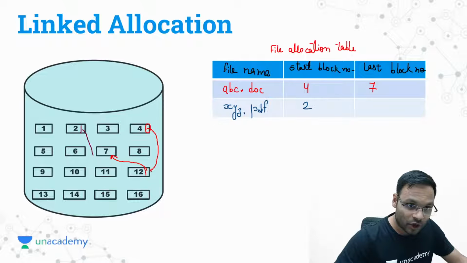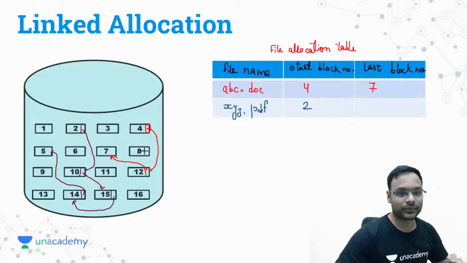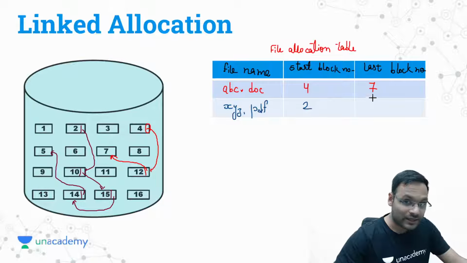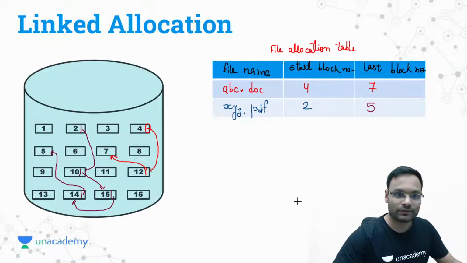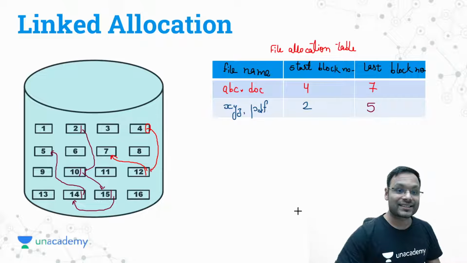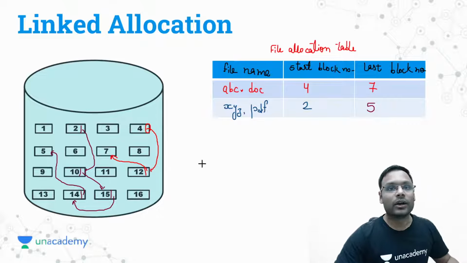The next block is on the 10th. After 10, the next block is on the 15th. After 15, the next block is on the 14th, and after 14, the next block is stored on the 5th. 5 blocks done. Yes, 2, 10, 15, 14 and 5. The last block number is 5. Hence, you can access the file easily.